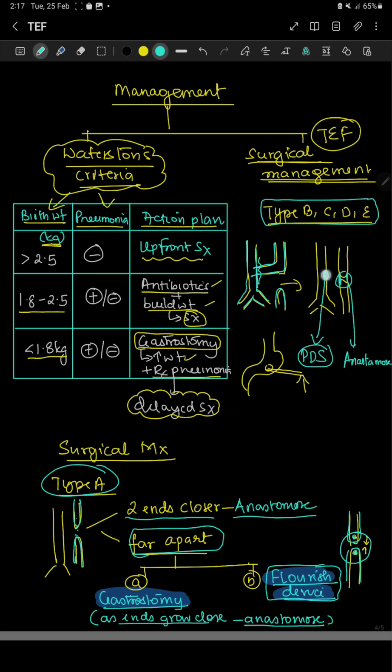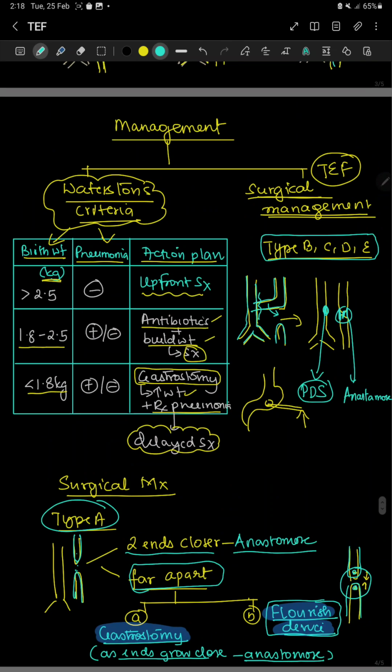you repair this part of the trachea, and here you anastomose the remaining segment. This you remove here and bring it closer. Okay, so this is the management of TEF.